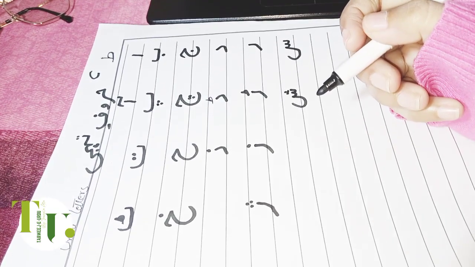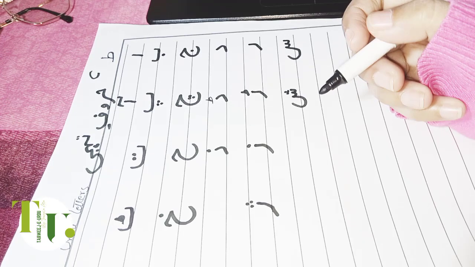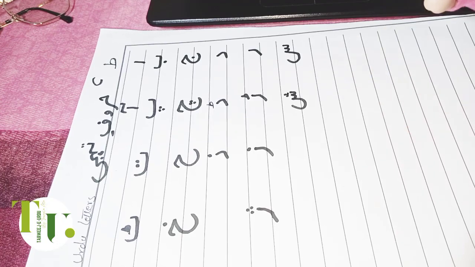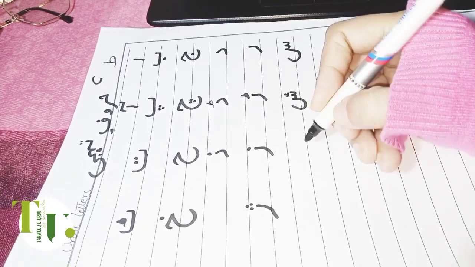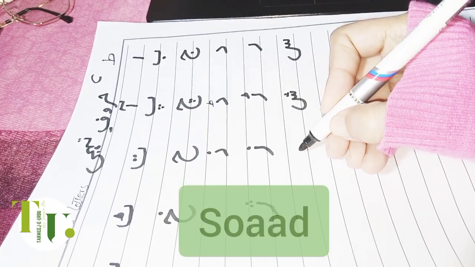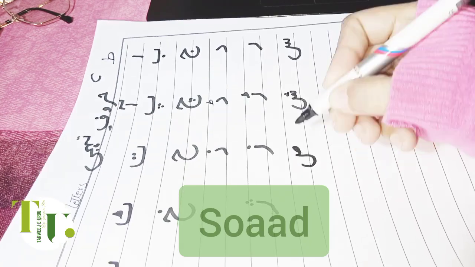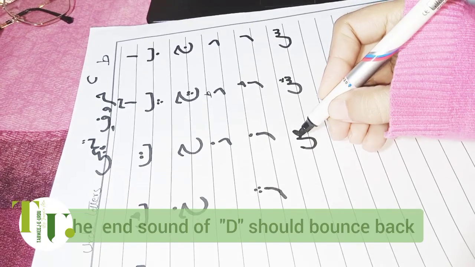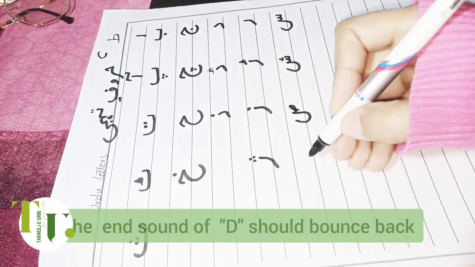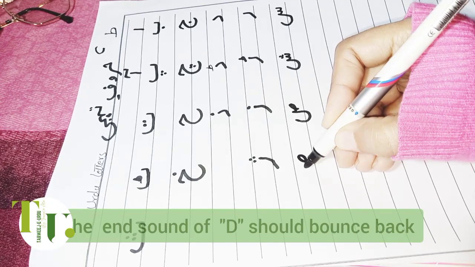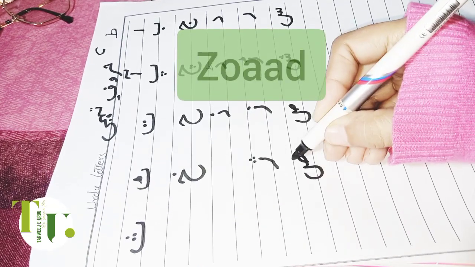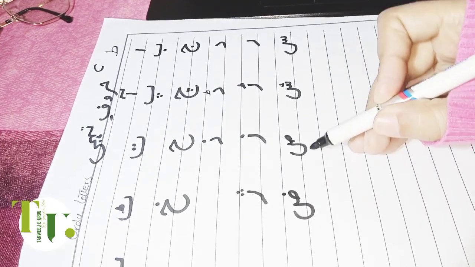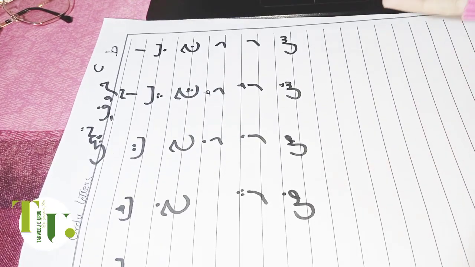Now in Urdu, how many letters do we have? 40. Seen, Sheen, Swad, and then we have Zwad, with one dot at the top of the shape. Seen, Sheen, Swad, Zwad. You can revise after me.